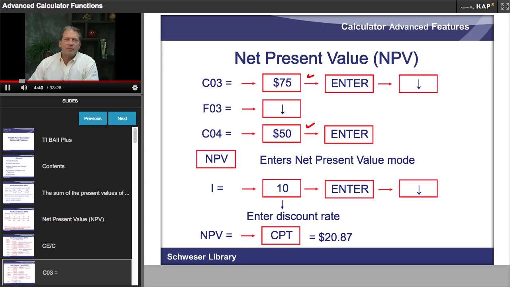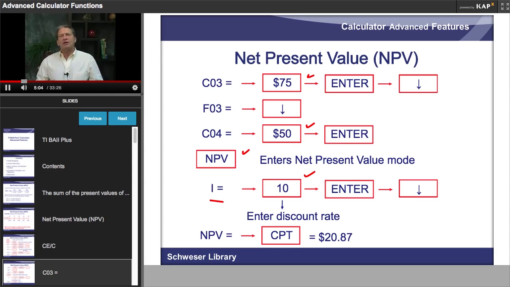So now, hit NPV, and it enters our net present value calculation. It's going to prompt you for I. What discount rate do you want to use? Well, we want to use 10, so we enter that as a whole number, and then press Enter. It shows 10. It'll expand to the decimals you have it set for.